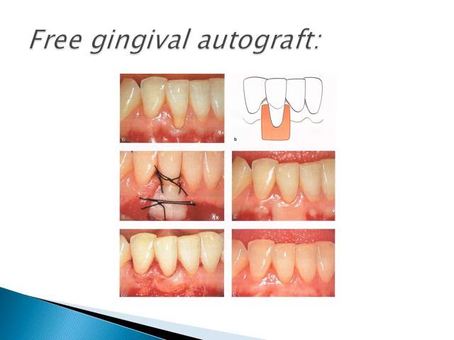Free gingival autograft, as we mentioned before, is for localized gingival recession. We do scaling and root planing and resect all the diseased marginal part of the recession, and get the gingival autograft, as I mentioned before, from the palate, and put it coronal to the recession and suture, and this is after healing.